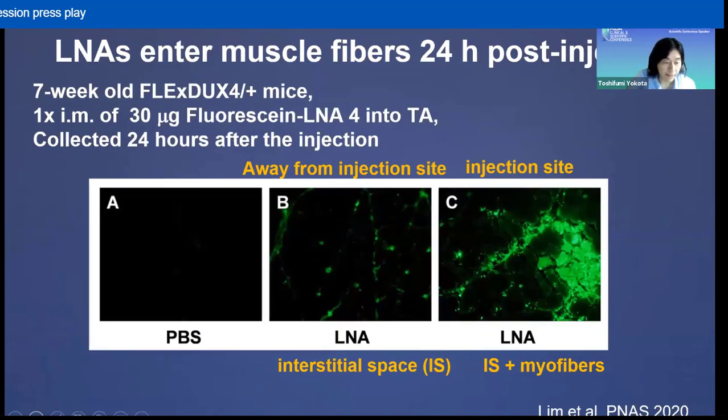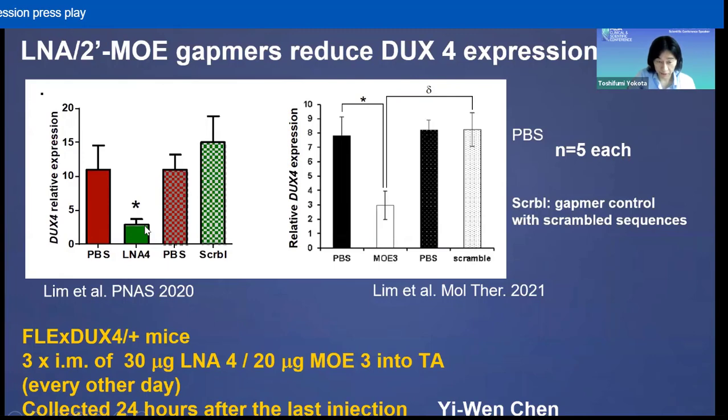After the intramuscular injection, we can see, with fluorescence-labeled LNA gapmers, that the gapmers really have uptake in muscle fibers. And we can also significantly reduce the expression of the DUX4 gene using LNA gapmers and 2' MOE gapmers. So far, both LNA gapmers and 2' MOE gapmers work quite well, and they are both quite promising.